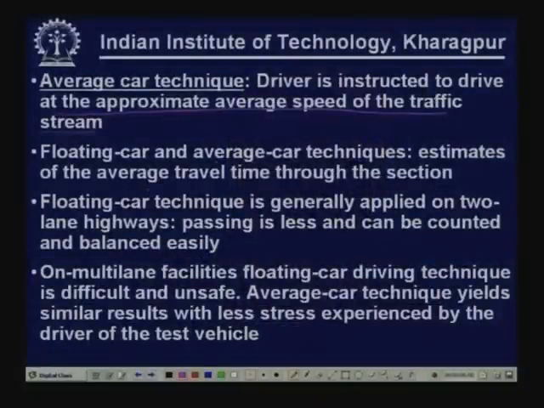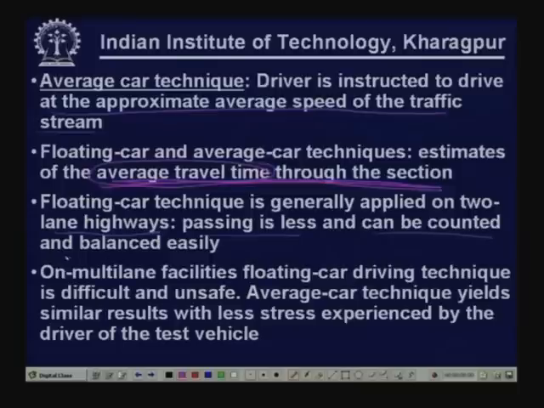Remember that with floating car and average car techniques, we get estimates of average travel time through the section. This gives the average stream behavior. Now, floating car, where overtaking and overtaken vehicles are equal, is generally applicable and suitable on 2-lane highways where passing is less and can be counted and balanced easily, because it is typically for 2-lane roads. This floating car technique is suitable because the passing is less and can be counted and balanced easily.